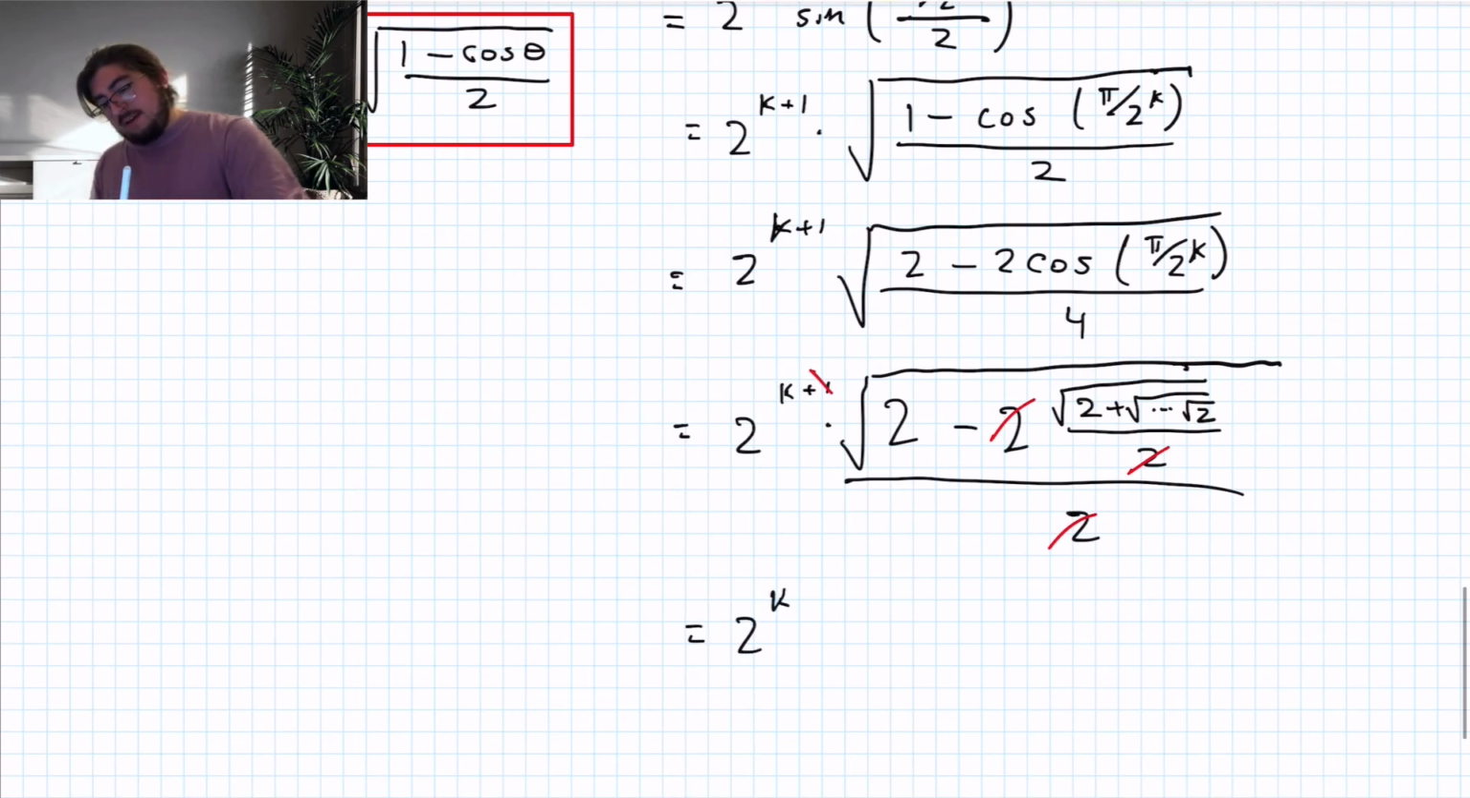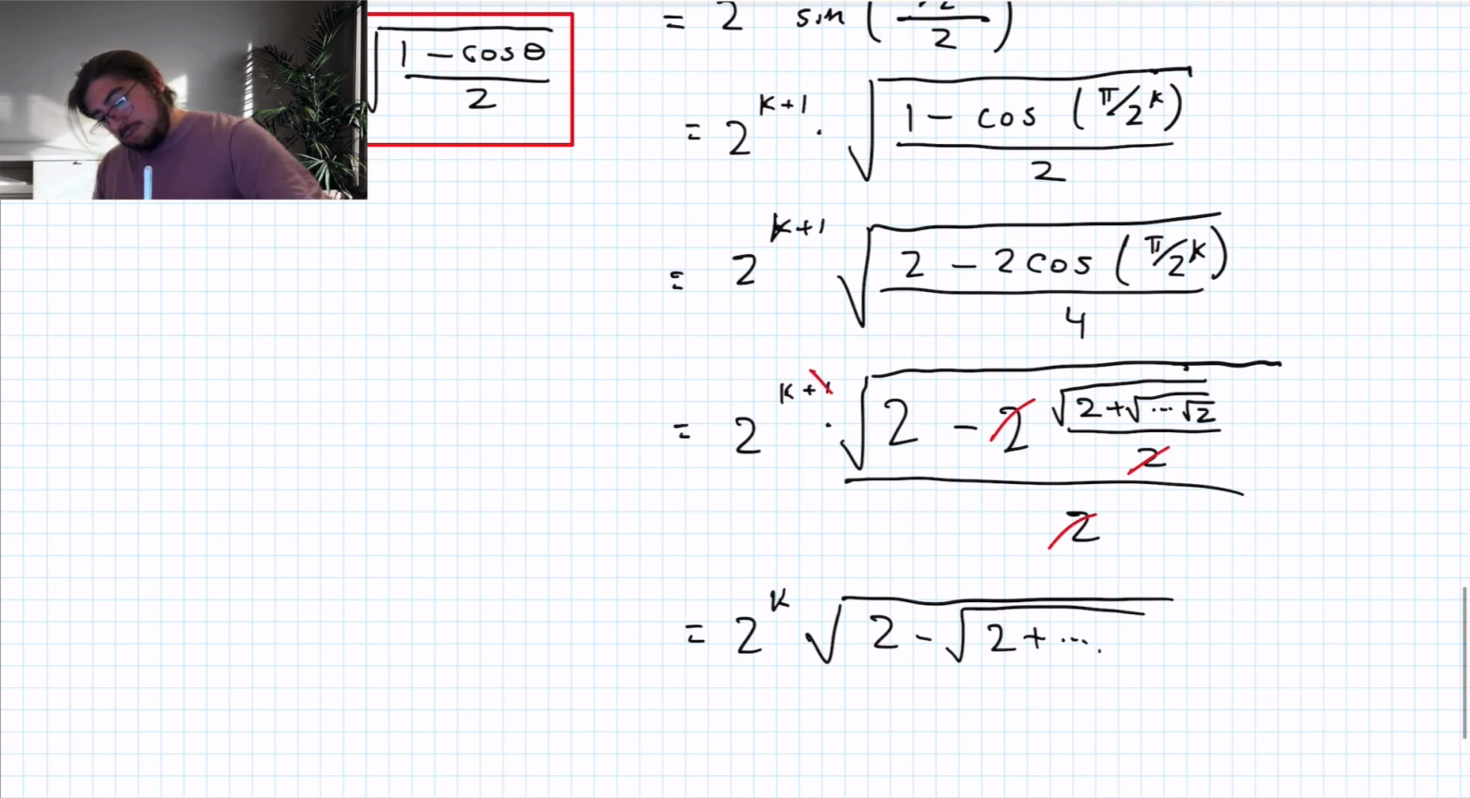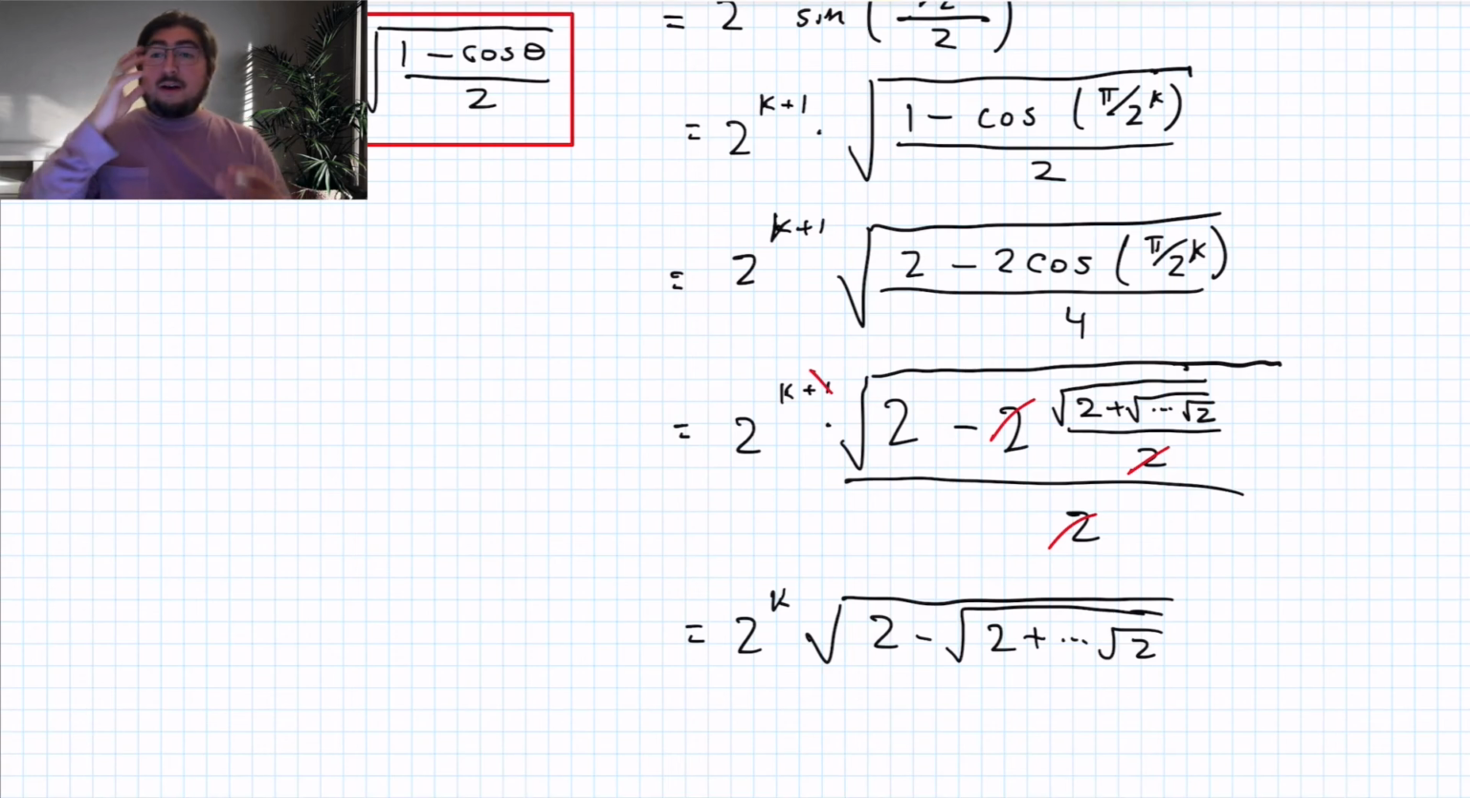So now we finally have 2 to the k times the square root of 2 minus radical 2 plus all the way to just radical 2. So there we go. Like I said, we weren't that far, and there it is. We're done. So we've definitely proven that fact, that that's the area of that polygon.